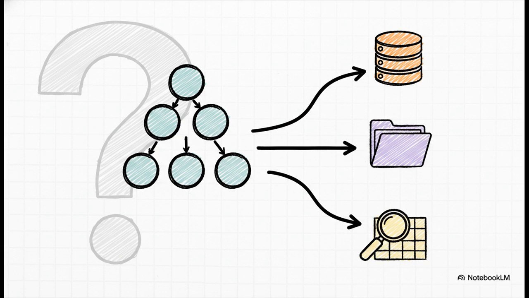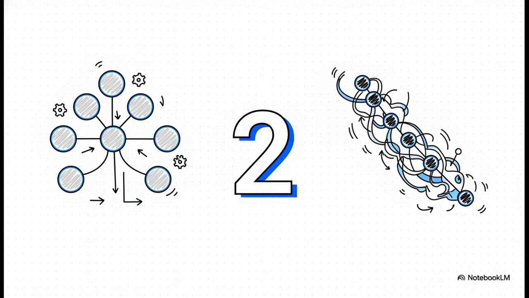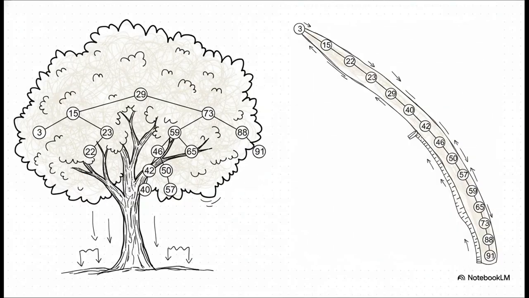But there's a catch, a really, really big one. Take a look at these two trees. Now, believe it or not, they both hold the exact same set of numbers. But one of them is an efficiency superstar, and the other one, well, it's pretty much useless. You see, on the left, we've got this beautiful, bushy, well-balanced tree. Searching here is lightning fast because every step cuts the problem in half.